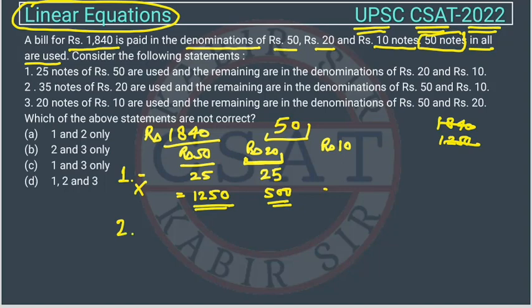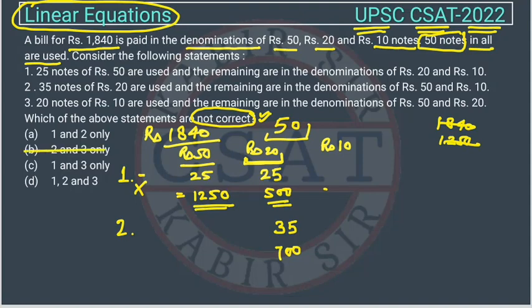Now we will check the second one. 35 notes of rupee 20 are paid. So this will be 700 rupees only. See, from here I have seen many students consider that one is not possible, so they cut options with one and they say the answer is B. This is wrong, because the question is asking which one of the above statements is not correct. So one is not correct, right? So this can't be an answer at all, right?